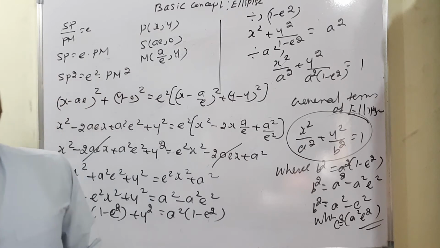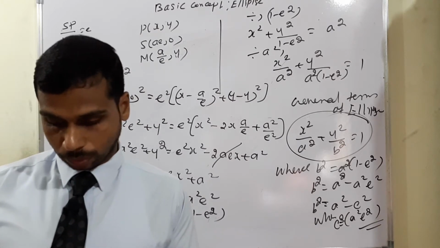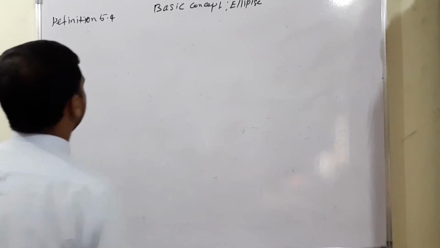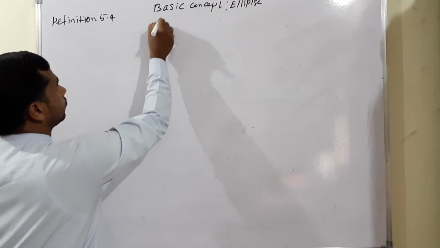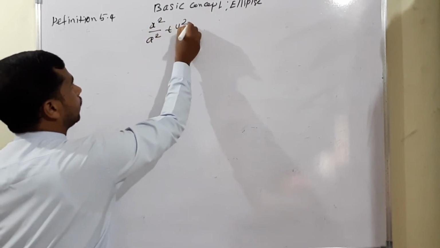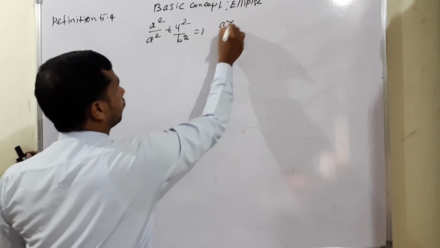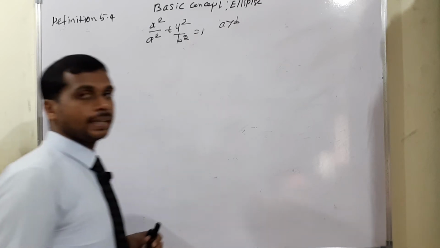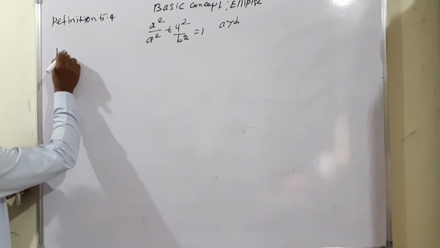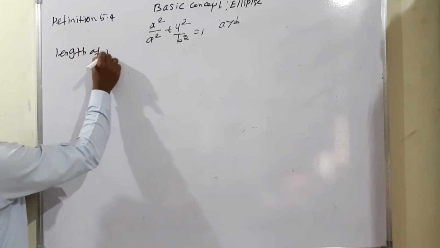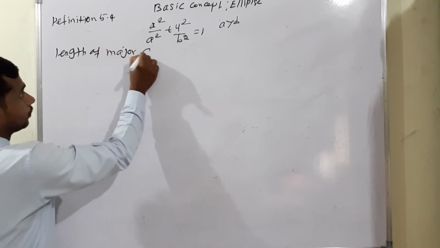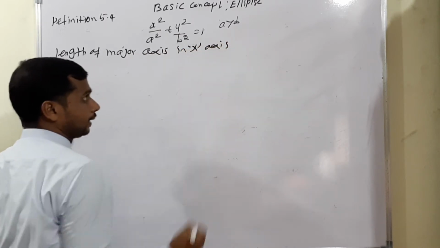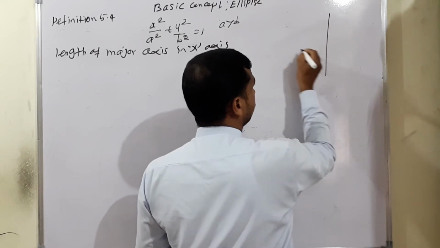This is the general form of ellipse, x square by a square plus y square by b square is equal to 1. Okay, I will continue with definition 5.4. What is the general form of ellipse? x square by a square plus y square by b square is equal to 1. The condition is always a greater than b. So now, the length of the major axis is along the x axis. What is the main point? Length of major axis in x axis. Okay, the x axis means the same condition, we have already drawn, no?